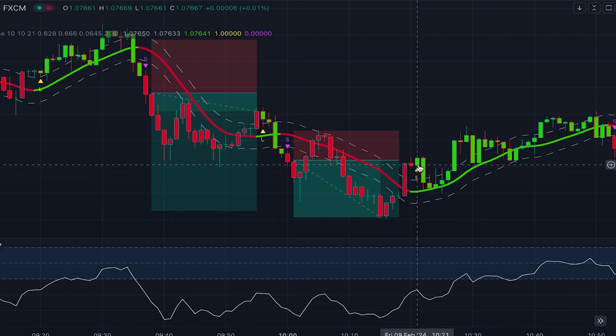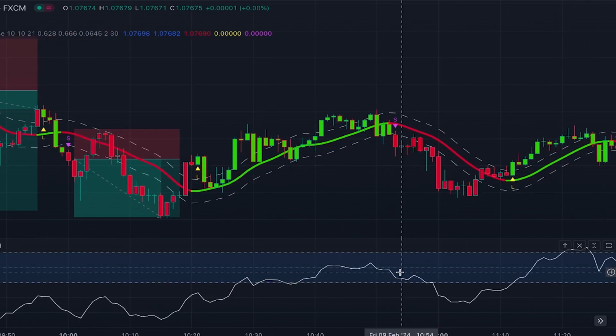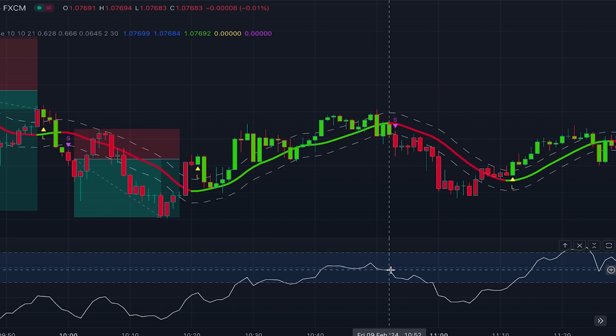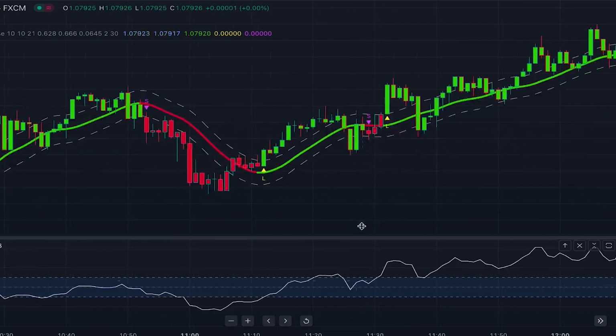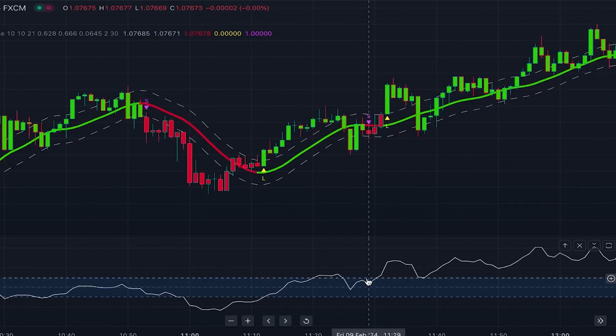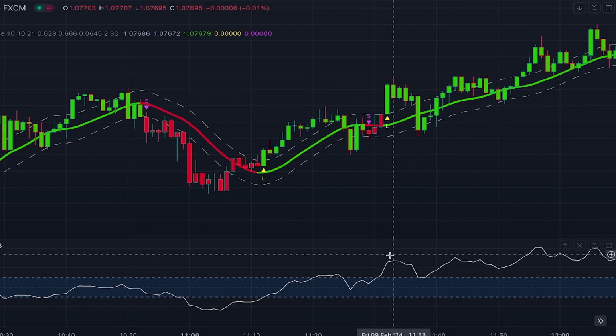Here, this long position signal is rejected by CCI, and the sell signal here also rejected because CCI is in the middle part. And here we have a long position signal. This is also rejected by CCI. This short position signal here also rejected because CCI is in the middle part. And for this long position signal here, it's a confirmed signal.